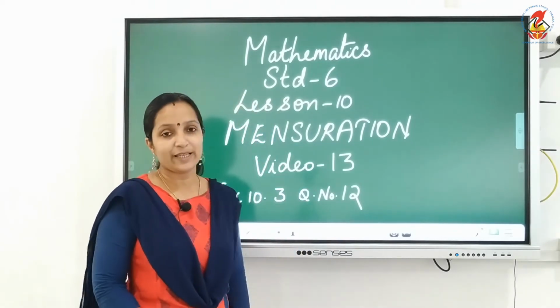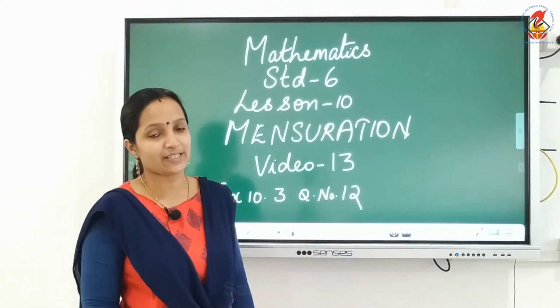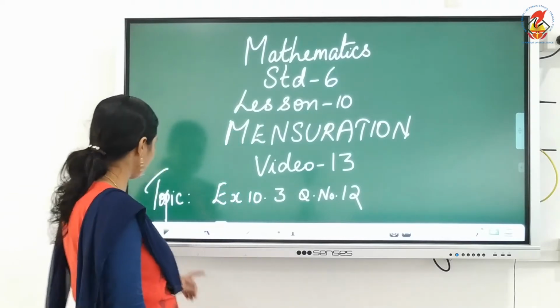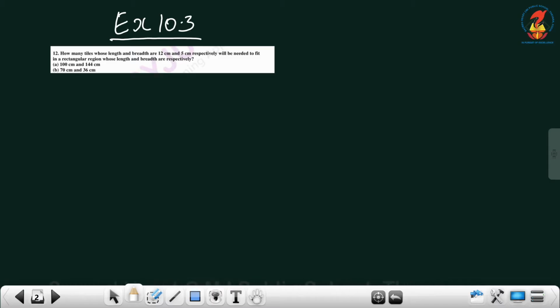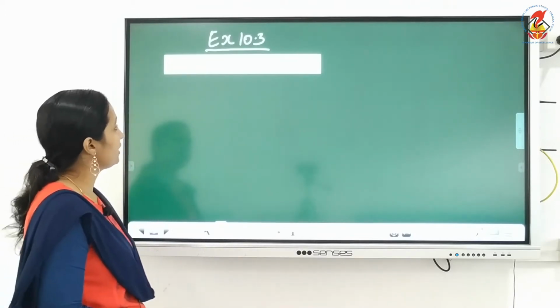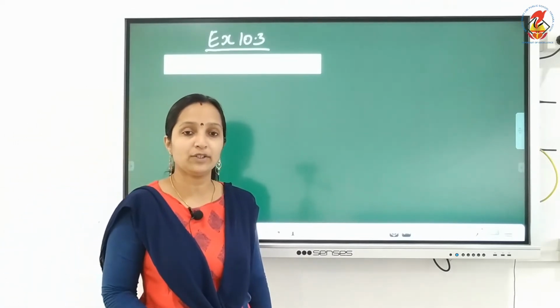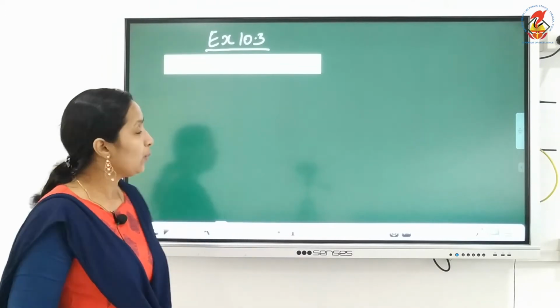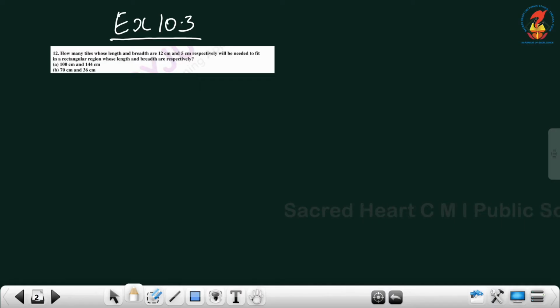Now we will discuss question number 12. This is the last question of this lesson. How many tiles whose length and breadth are 12 cm and 5 cm respectively will be needed to fit in a rectangular region whose length and breadth are 100 cm and 144 cm? That is the length and breadth of one rectangular region, and 70 cm and 36 cm is the length and breadth of another rectangular region. What we have to find out here is how many tiles are required.